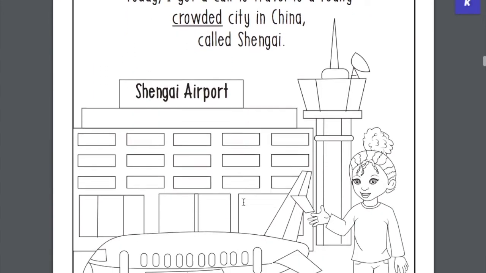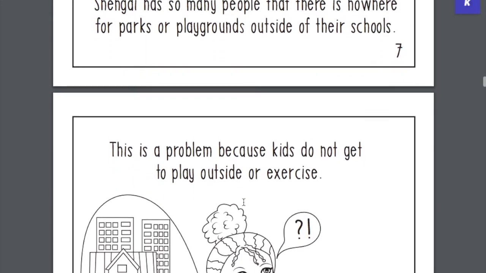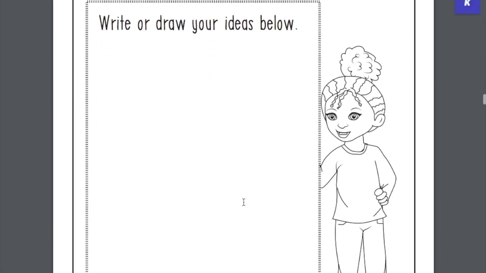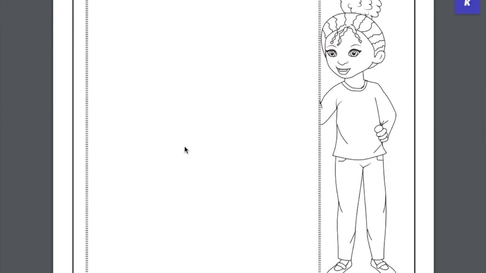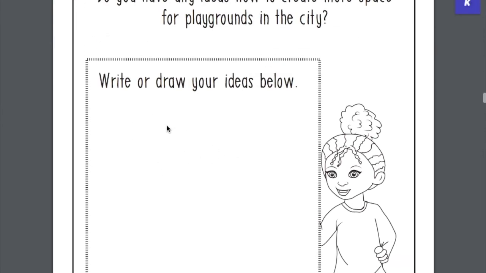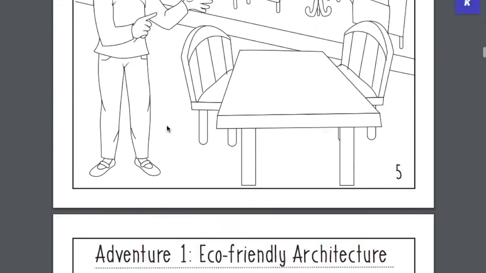Just going to scroll through quickly. Learning about some of the problems that they have to solve. And then we'll have a little bit of activities. So this says, do you have any ideas how to create more space for playgrounds in the city? Write or draw your ideas below. So just like a little interactive thing that they can do there. So those are the career stories.